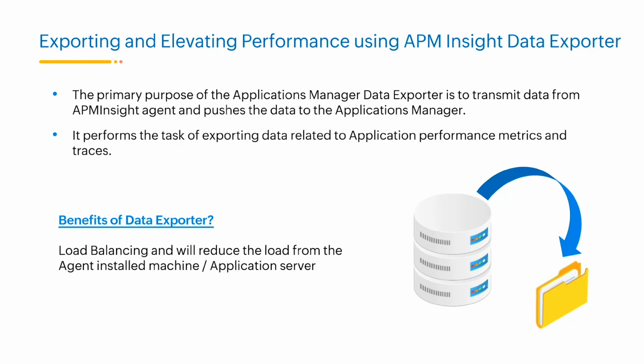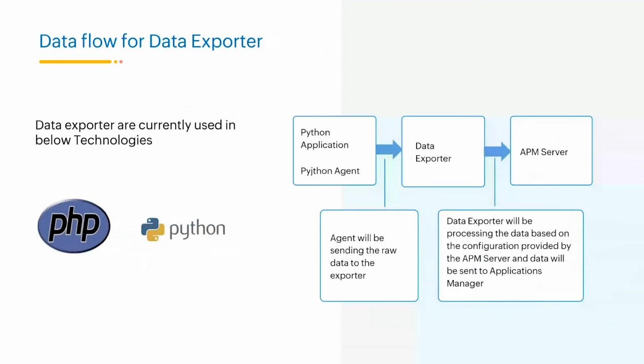This way of data flow will reduce the load from your application server, and the Data Exporter will also perform a quick data transmission to send the data received from the APM Insight agent to the Applications Manager database. This will be performed at a 1 minute time interval. Currently, we support the Data Exporter module for PHP and Python technology.